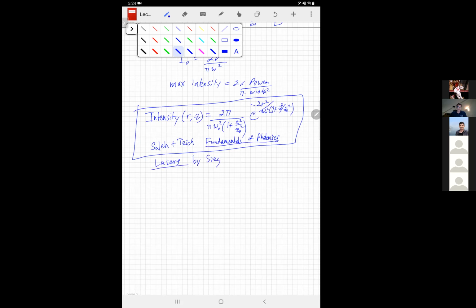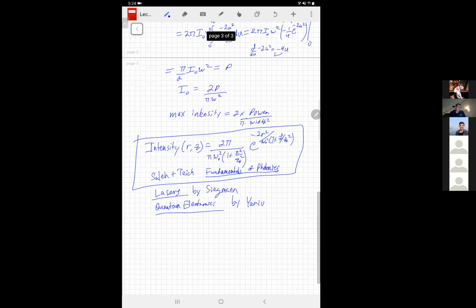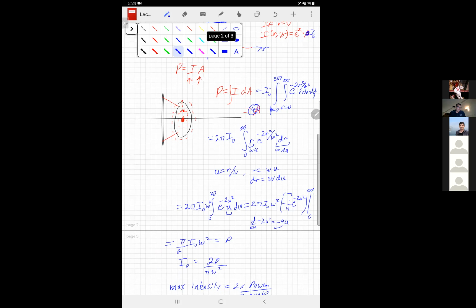Which is more rigorous. There's one called Quantum Electronics by Yariv. All of these are good places to go for more detailed treatments. But if you just keep these basic ideas in mind, they'll take you a long way as you're puzzling out all of the notation in there. Remember, this is a first optics class.